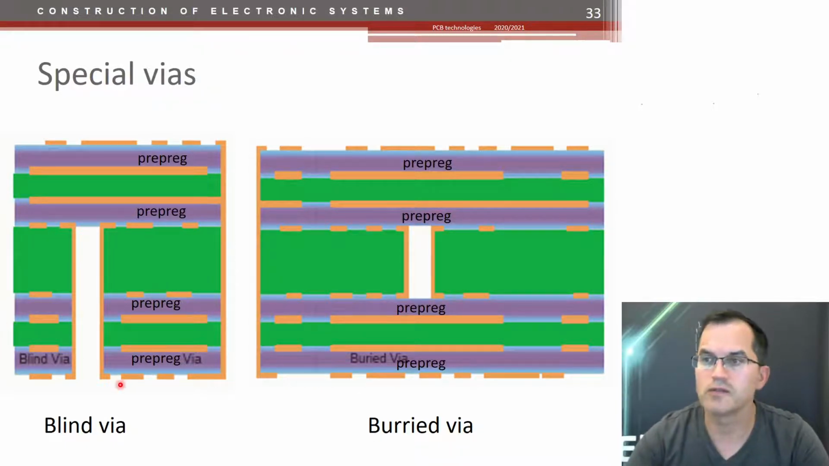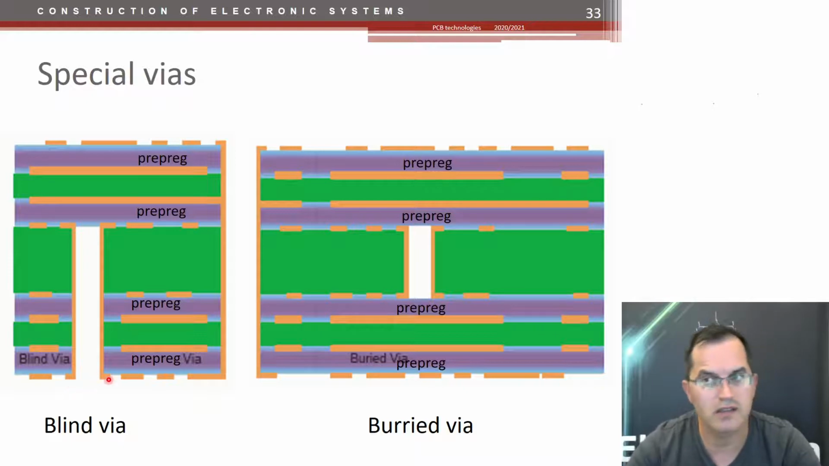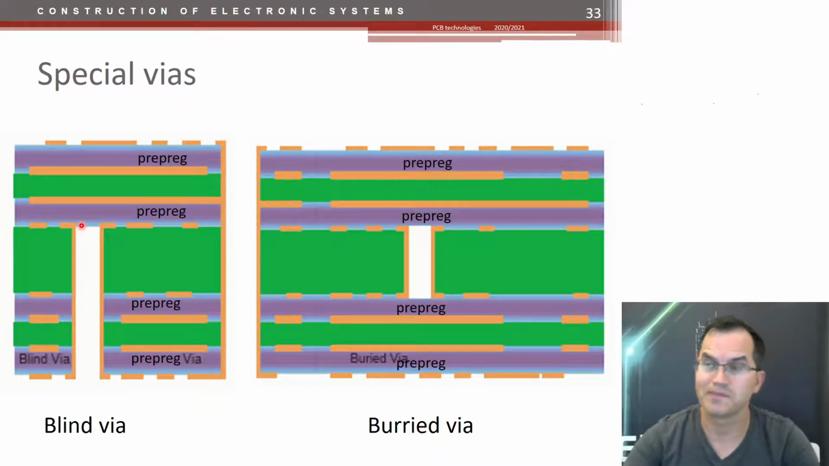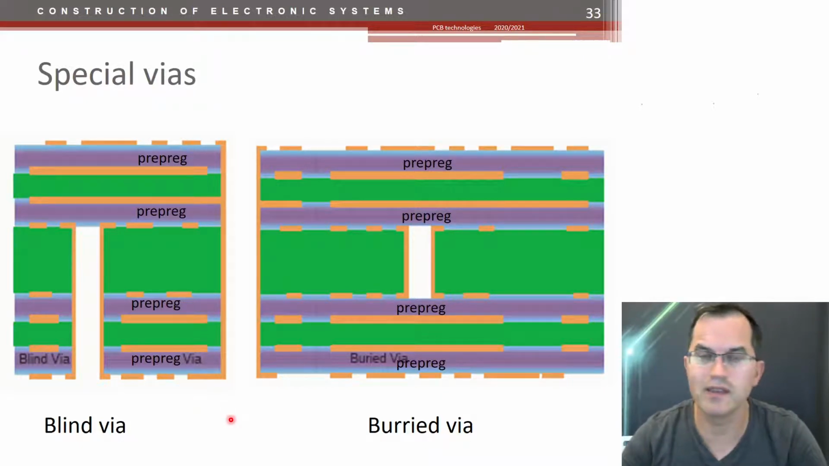The blind vias, of course, as I said, can connect the surface to a certain layer inside. But there is a catch here, and I will show it later. It cannot be as deep as you want. There are quite a lot of limitations.